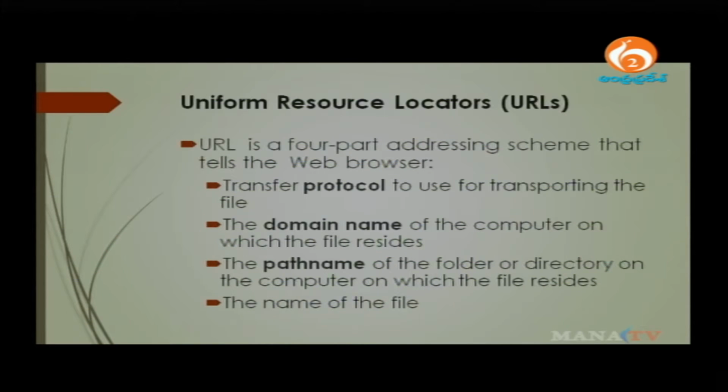So a URL is a four-part addressing scheme that tells the web browser: the transfer protocol used for transporting the file, the domain name of the computer on which the file resides, the path of the folder or directory on the computer in which the file resides, and the name of the file. These are the four different parts of a URL.